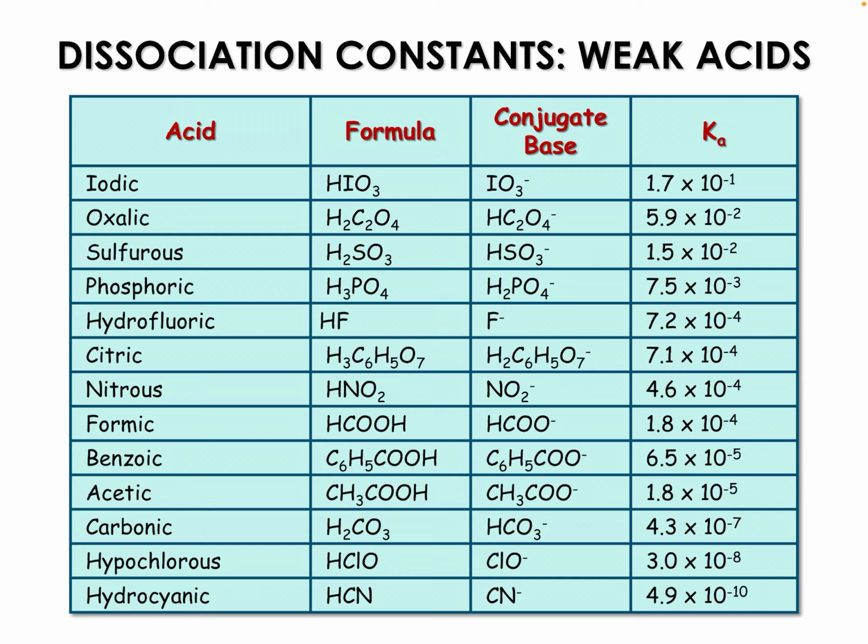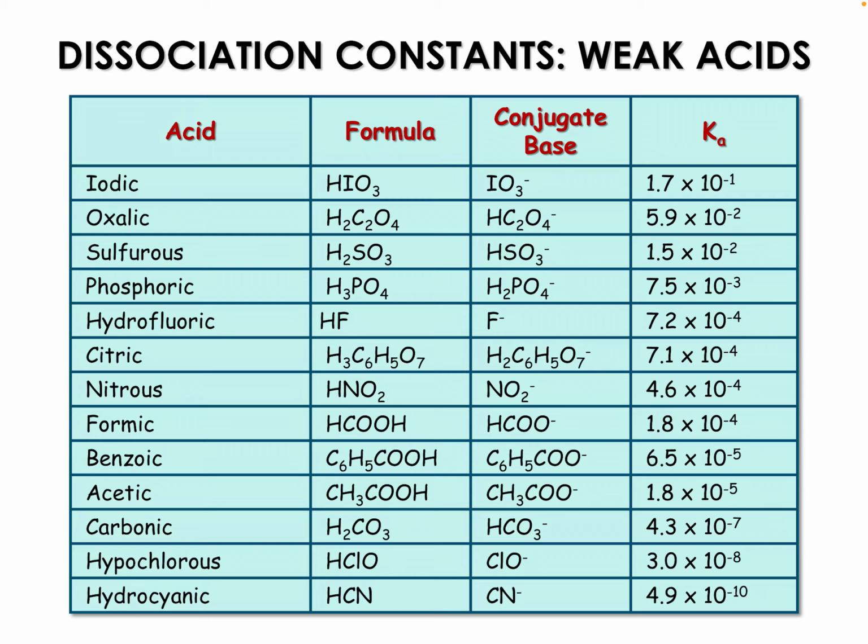I want you to know that I will never ask you to memorize a Ka value. They will always be given to you. I would expect you to be able to write the formula of these acids, especially if they are a polyatomic that you should know, like phosphoric acid, sulfurous acid, hydrofluoric acid, but you wouldn't be expected to know something like citric acid. But given any of these formulas, I would expect you to be able to figure out what the conjugate base is, because all you're going to do is take off one hydrogen and put the negative onto the molecule. And the Ka values, like I said, I will always give to you. You will not be expected to memorize those.